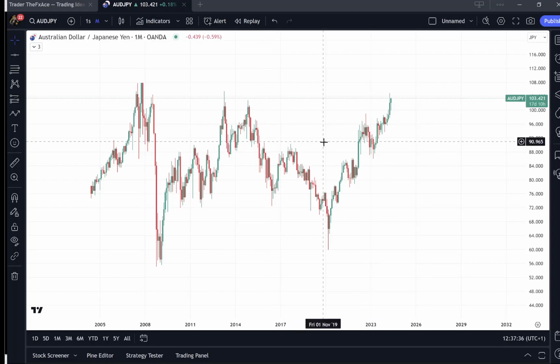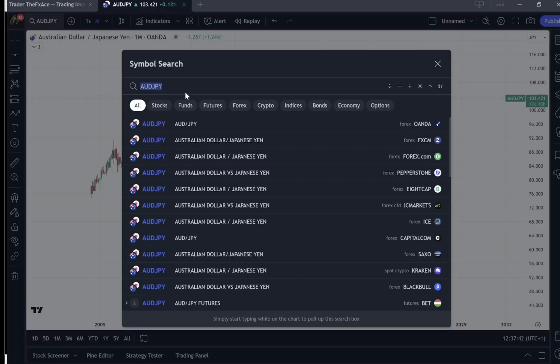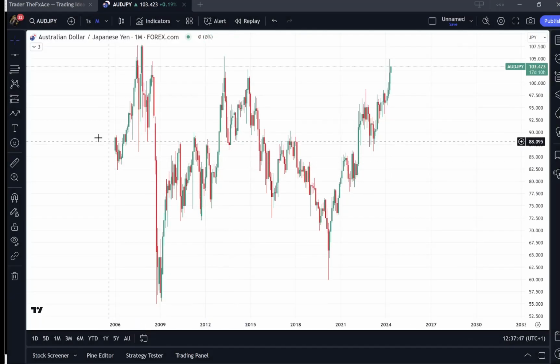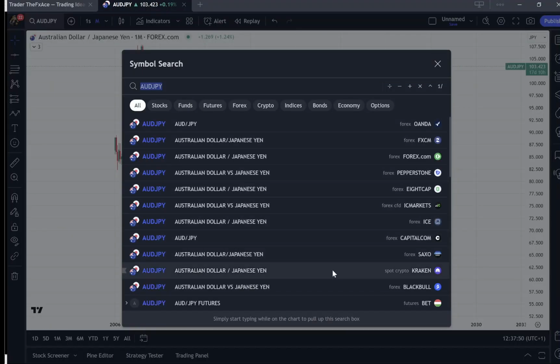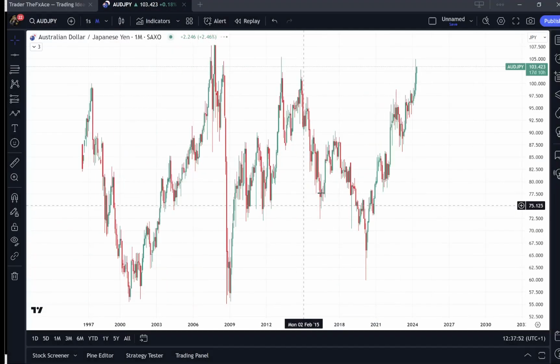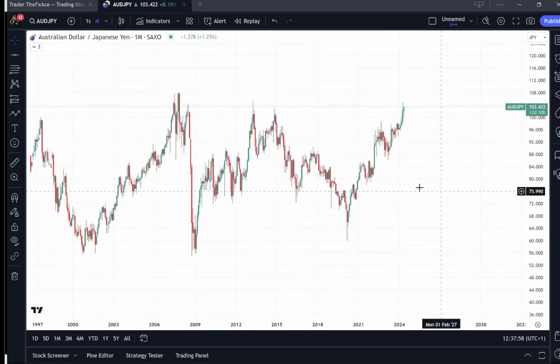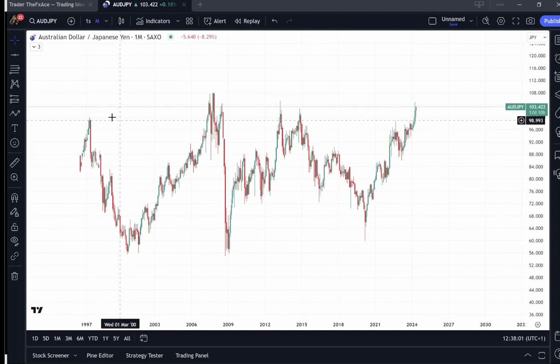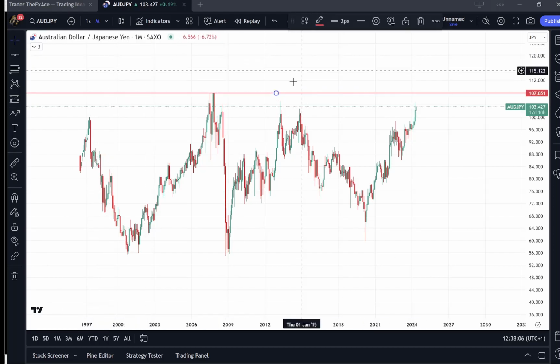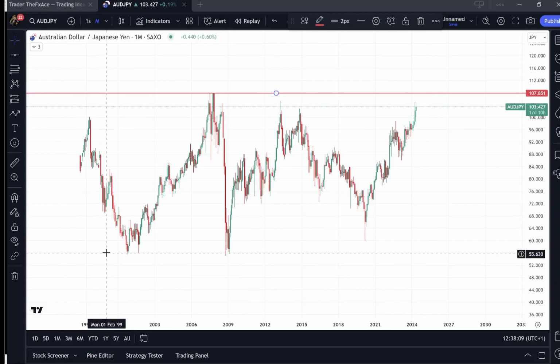So this is the chart on the Australian dollar, Japanese yen. It's only been, I wonder if I can get a better chart there, with more data. So Saxo Bank has it going all the way back to 97. If we look at this chart, we are fast approaching the top of this huge range here on the monthly charts.